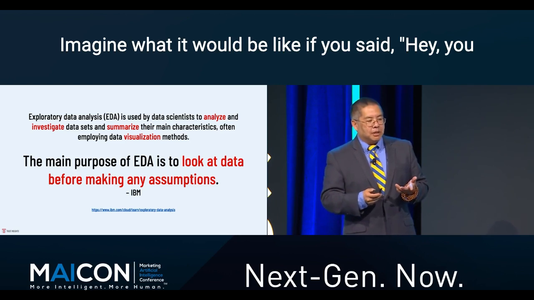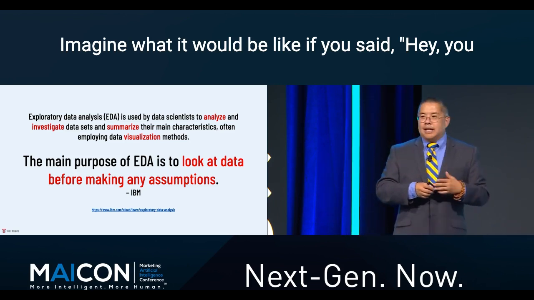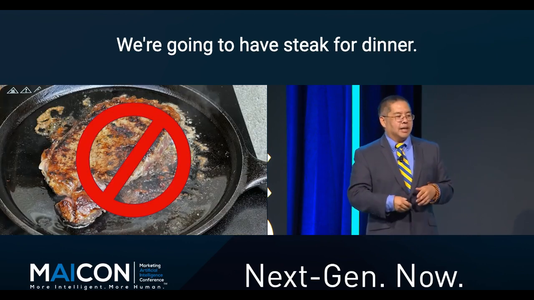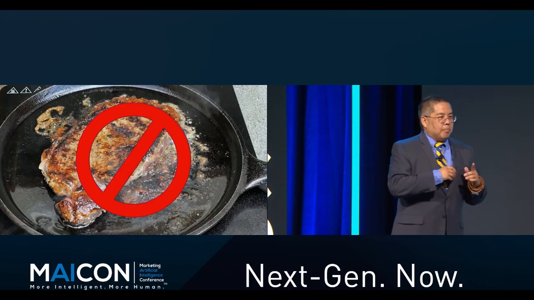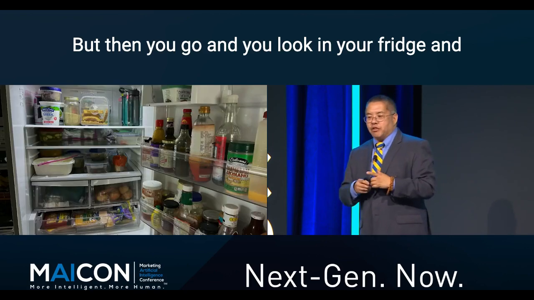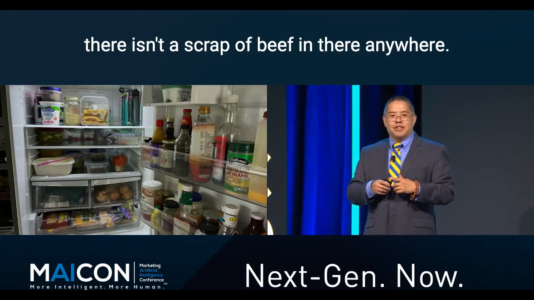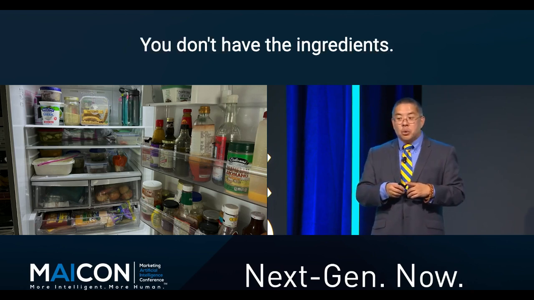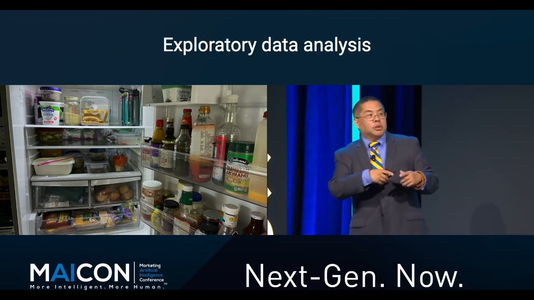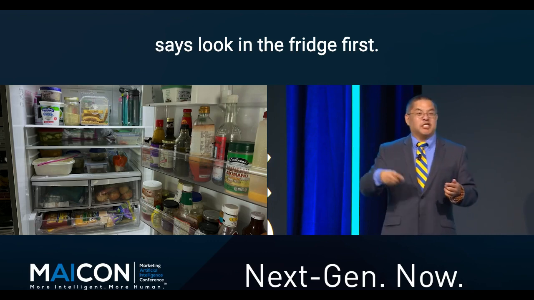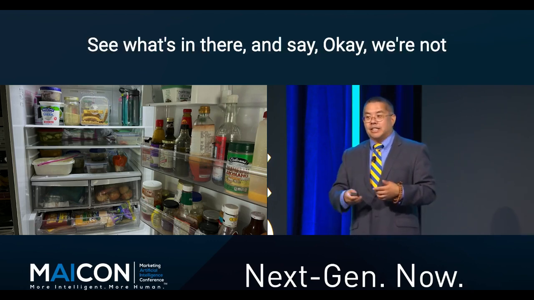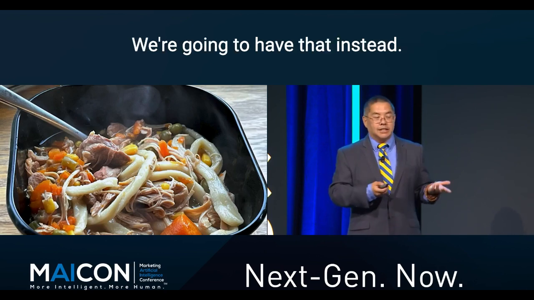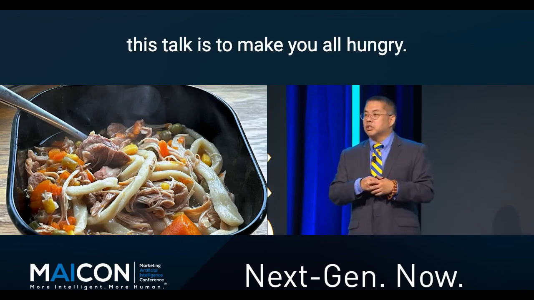Imagine what it would be like if you said, hey, you know what we're going to have for dinner tonight? We're going to have steak. But then you go and you look in your fridge, and there's not a scrap of beef in there anywhere. Are you still having steak for dinner? The answer is no. You don't have the ingredients. Exploratory data analysis says, look in the fridge first, see what's in there, and say, okay, we're not having steak, but we found the ingredients to make good chicken noodle soup. So we're going to have that instead. By the way, one of my goals for this talk is to make you all hungry.